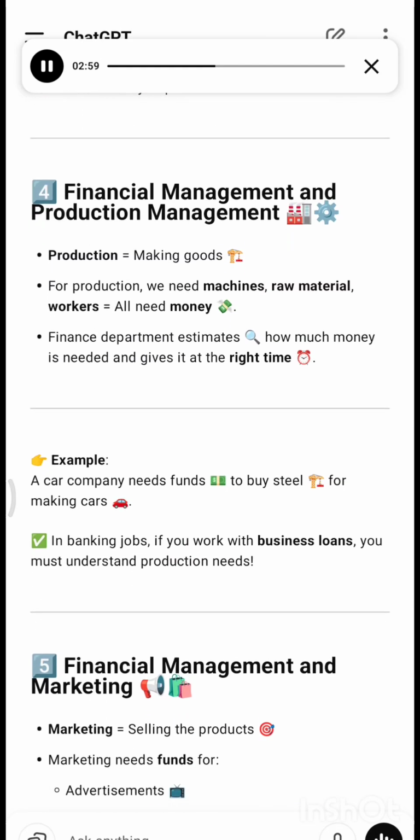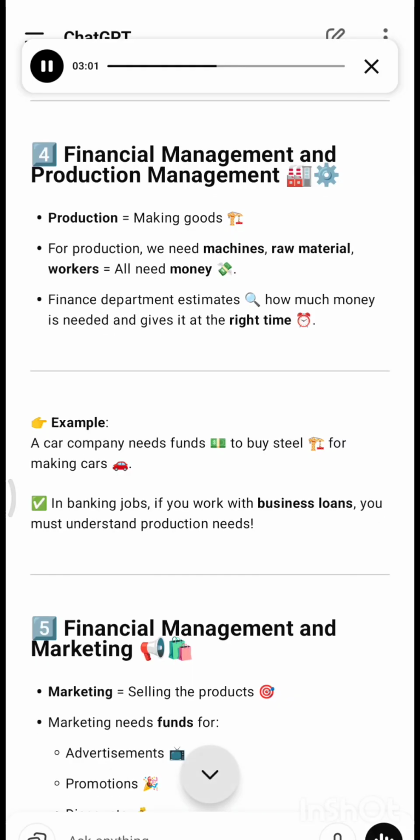Number 4, financial management and production management. Production means making goods. For production, we need machines, raw material, workers. All need money. The finance department estimates how much money is needed and gives it at the right time. Example: a car company needs funds to buy steel for making cars. In banking jobs, if you work with business loans, you must understand production needs.